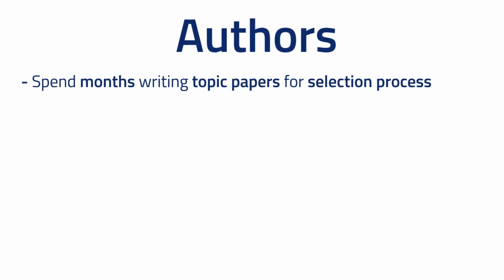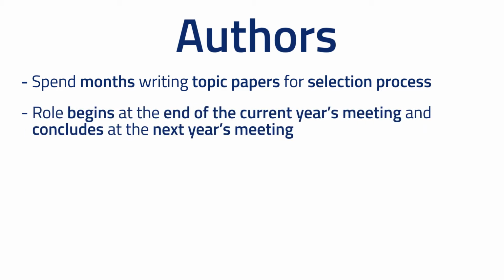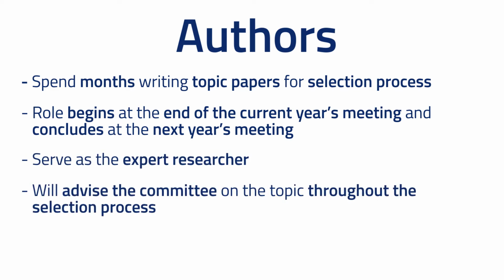Authors spend months writing topic papers for the selection process. Typically, their role begins at the end of the current year's meeting and concludes at the next year's meeting. During the meeting, the topic authors serve as the expert researcher and will advise the committee on the topic throughout the selection process.